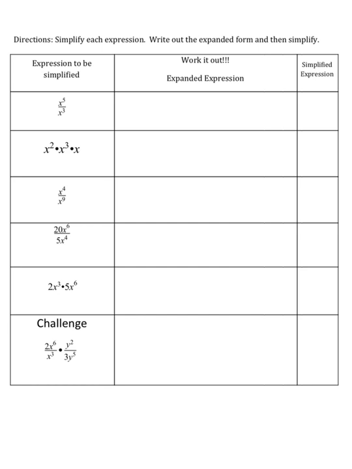For that first question, x to the fifth divided by x cubed, we're going to write this out in expanded form, and then we'll simplify the expression. So x to the fifth in expanded form is just x times x times x times x times x, over, and then x cubed would be x times x times x. That would be expanded form.